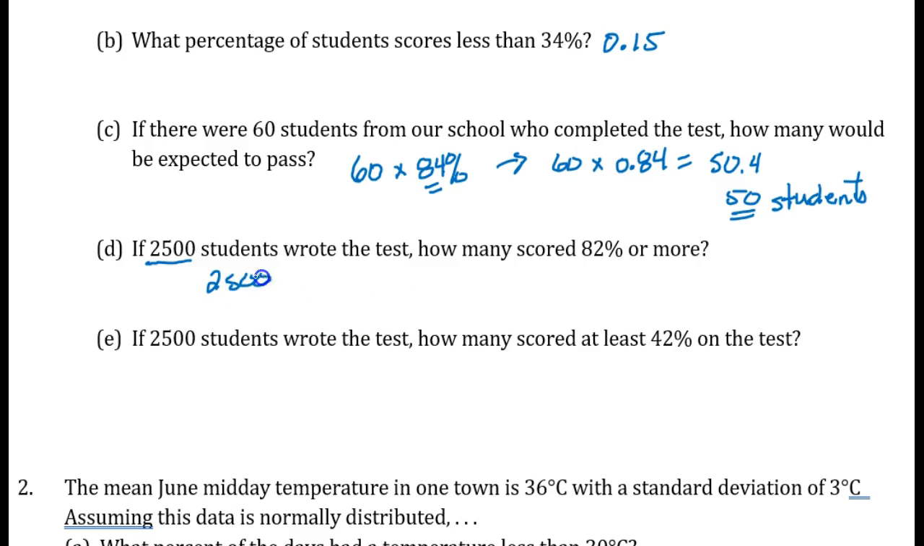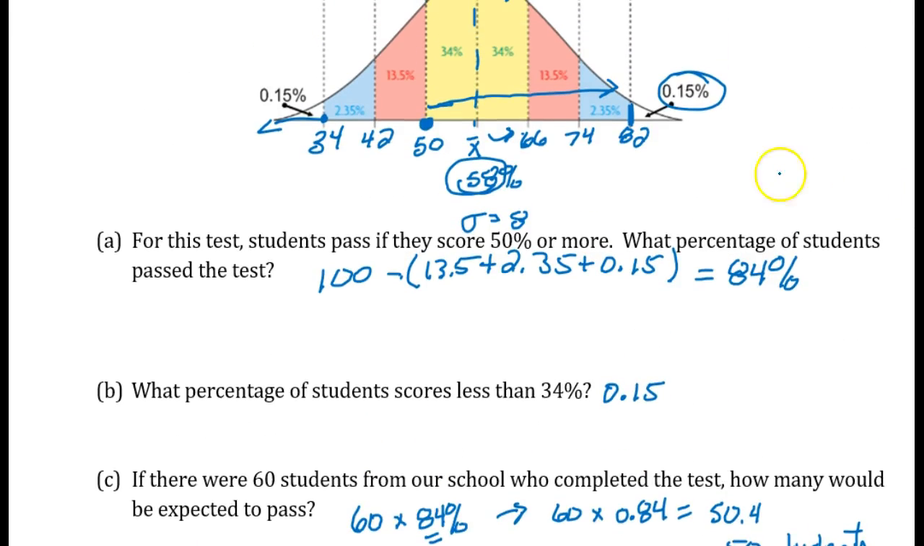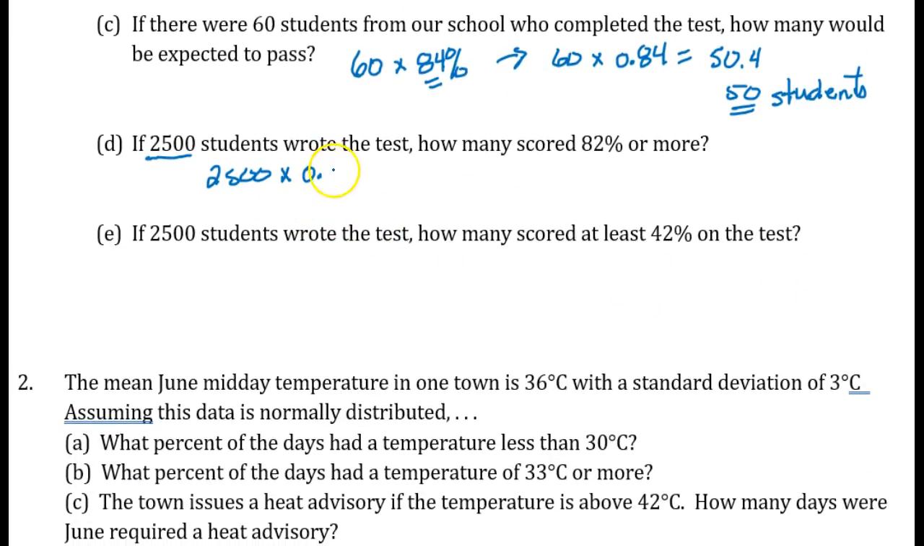So 2,500, and we're going to multiply that by 0 decimal. Now, check up here. This percent needs to get changed to a decimal. Put another 0 in there. So again, you take the 0.15 divided by 100. So you have 2,500 times that, which is 3.75 students, approximately 4 students will be expected to get a mark higher than 82.